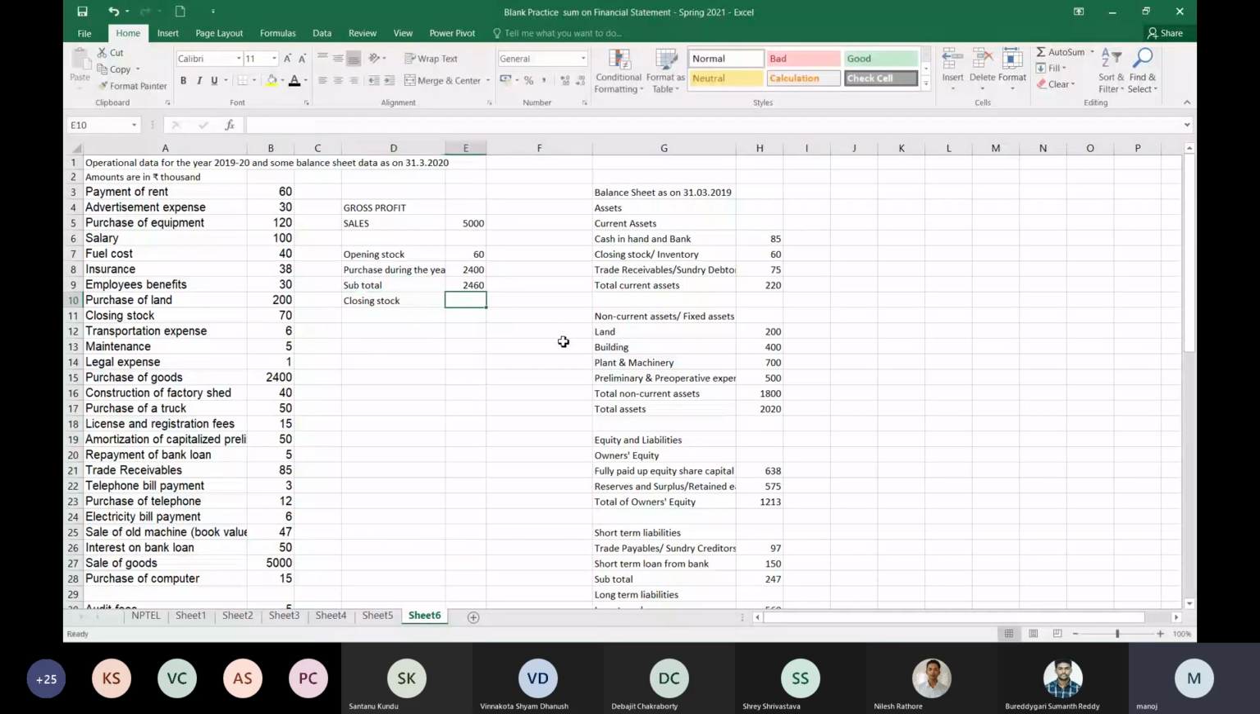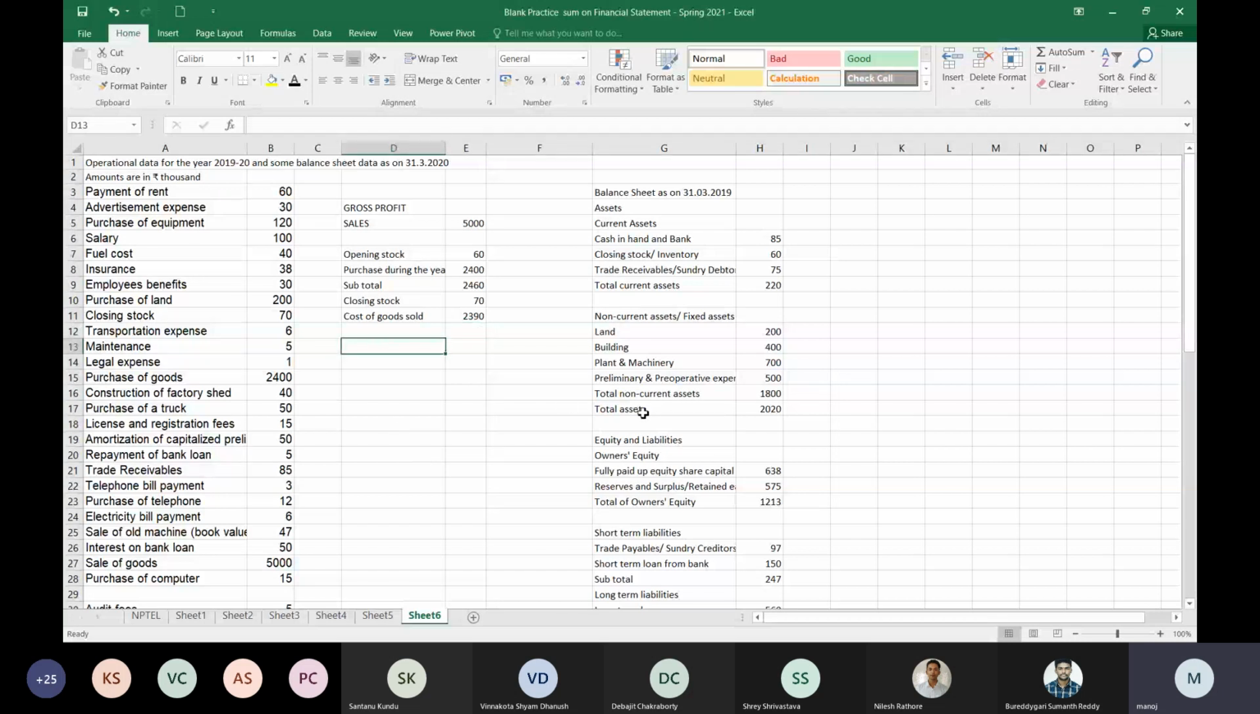How much is the closing stock? This must be given somewhere here. Closing stock is 70. So you just pick up the data from here, and this is to be deducted because you did not sell all of this. You sold this minus whatever remains as closing stock. So cost of goods sold during the year is equal to this minus this. That means 2390. This is the cost of goods sold.